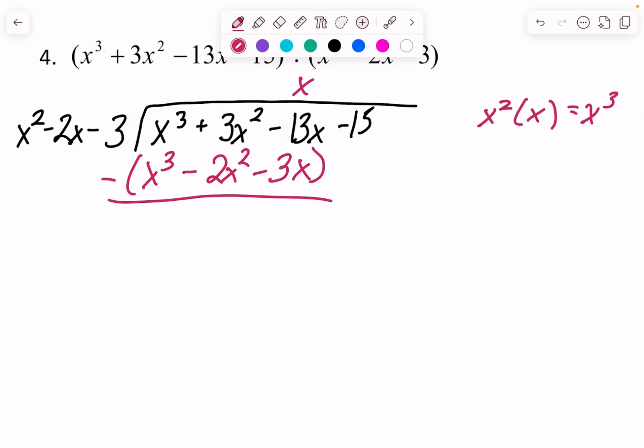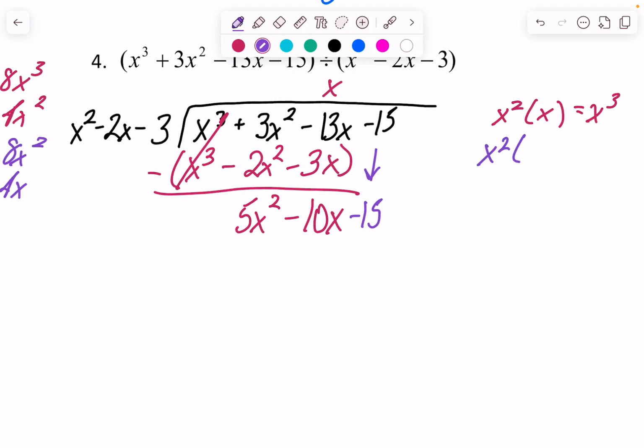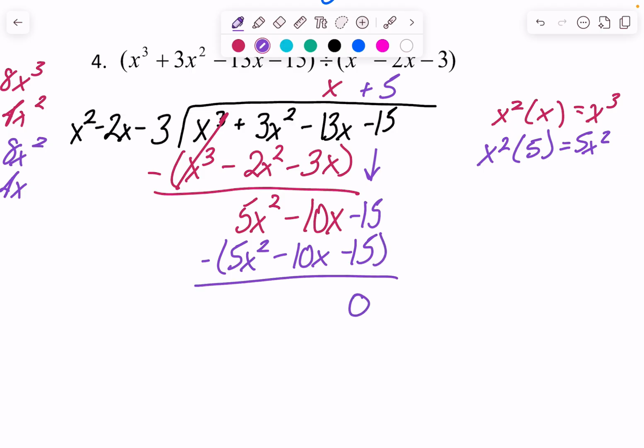Put parentheses around it, subtract it. Make sure you're careful. We're subtracting negatives, so 3x squared minus negative 2x squared becomes a plus, so it's 5x squared. And then negative 13x minus negative 3x becomes negative 13 plus 3, so negative 10x. And then we bring down our last term. And then x squared times 5 gives us 5x squared. And everything cancels out.